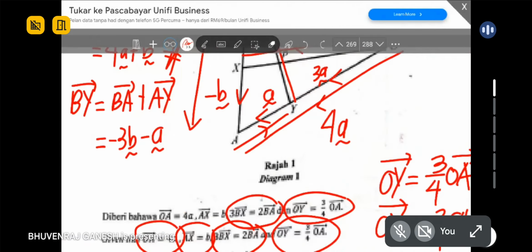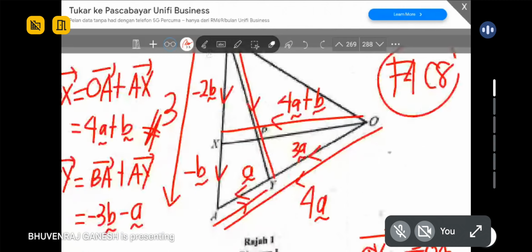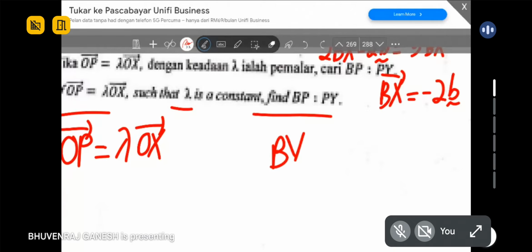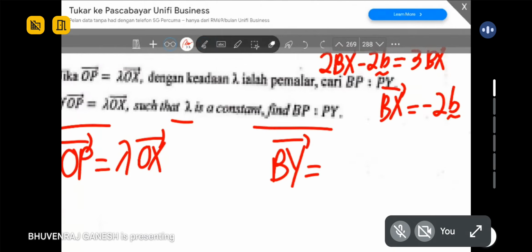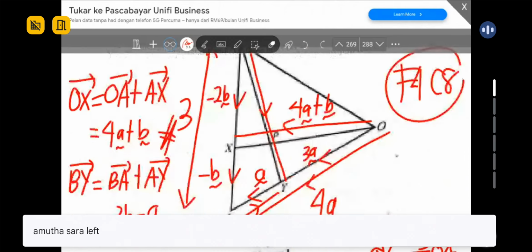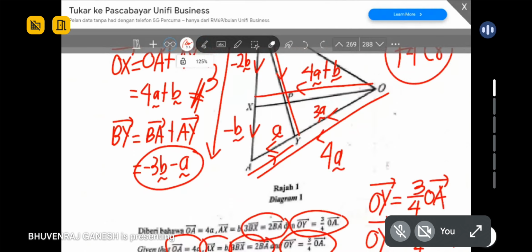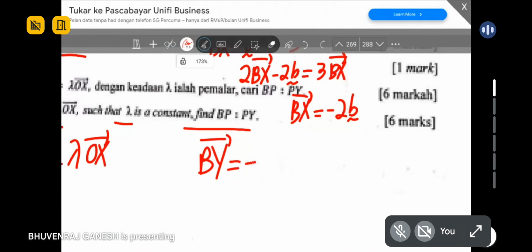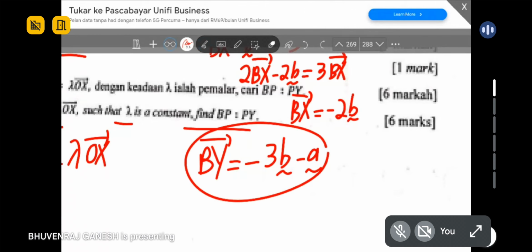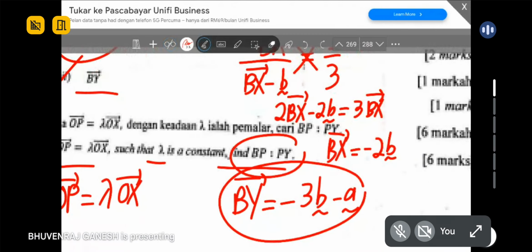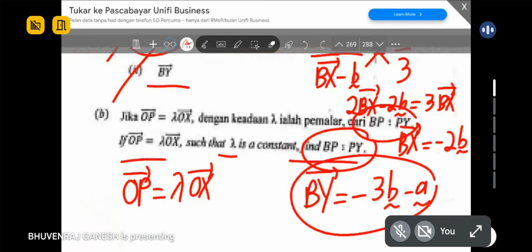Anything also can. So I can find BY. You can find BY first, guys. BY is equal to what? Based on the question, BY is BA plus AY, right? You have the answer here, right? So it's negative 3B minus A. Okay, BY is negative 3B minus A. This is very useful, guys, because this is the total. You see the ratio, they want you to find BP to BY. So later you can find out.